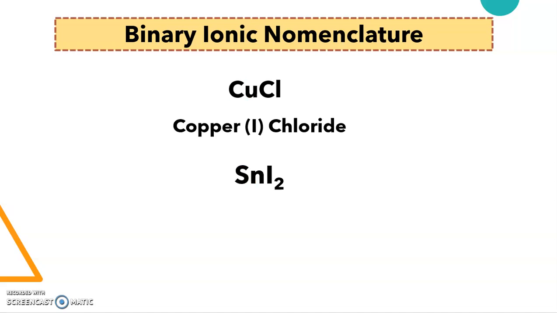Well, this first compound would be known as copper(I) chloride. And again, the 1 indicates the charge of the copper. The second compound would be called tin(II) iodide. The 2 indicates the charge of the tin on the inside of this compound. But where did I get those charges from?